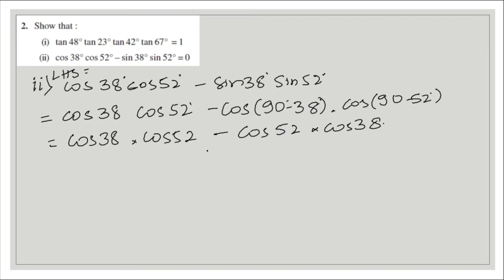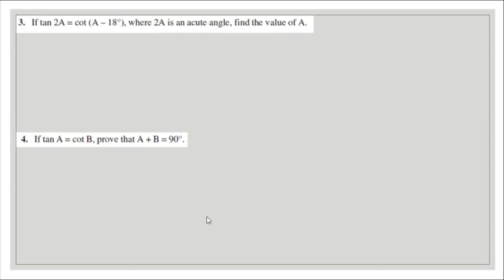You observe both are one and the same. So when we find the difference, we get 0, which is nothing but RHS. Therefore, the left hand side and right hand side are equal. Let's take up the third question. In the third question, they have given that if tan 2A equal to cot of A minus 18, where 2A is an acute angle, find the value of angle A.